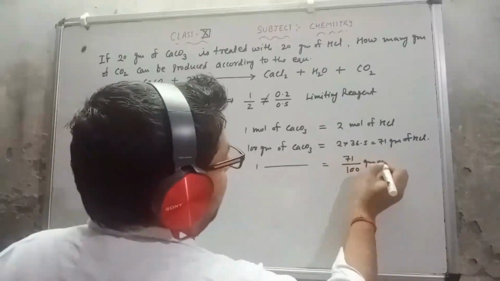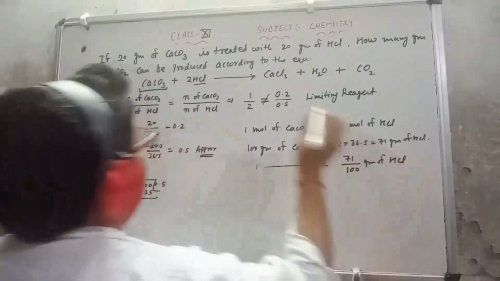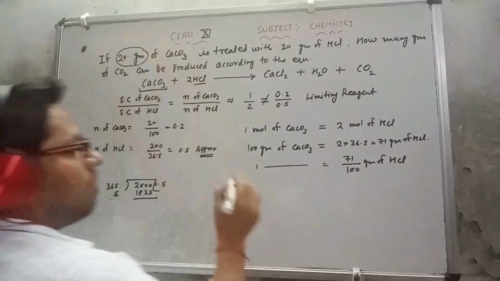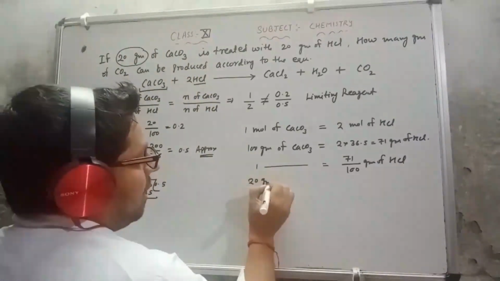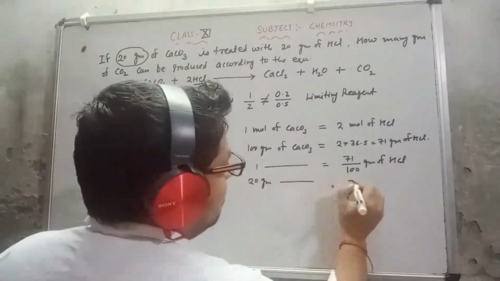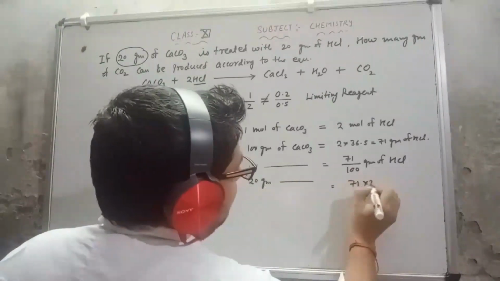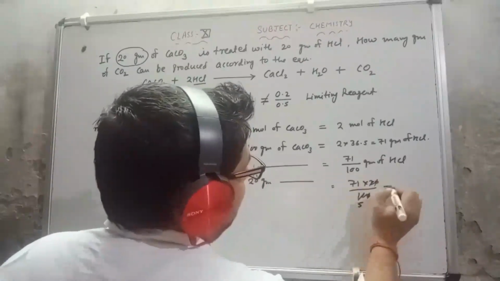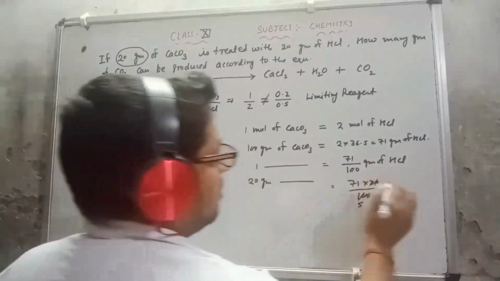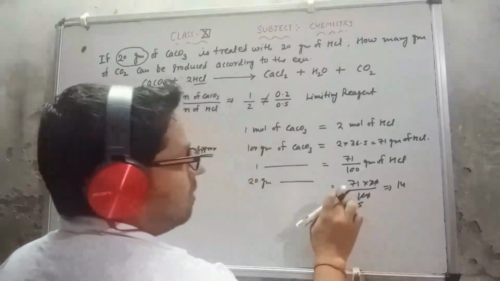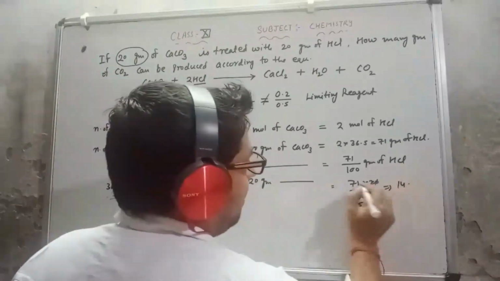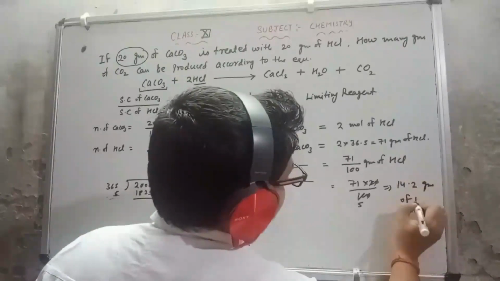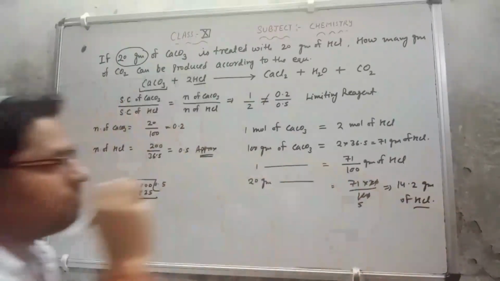100 gram of HCl. How much gram of CaCO3 is available here? 20 gram. So 20 gram of CaCO3 is needed: 71 multiplied by 20 upon 100. If I solve it, this is coming 14.2 gram of HCl I need.